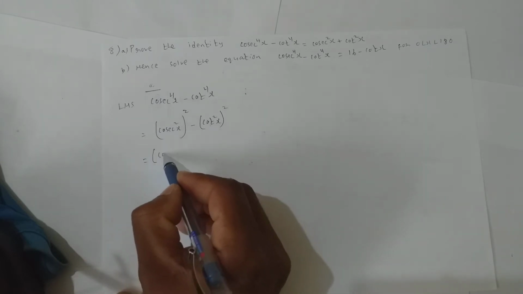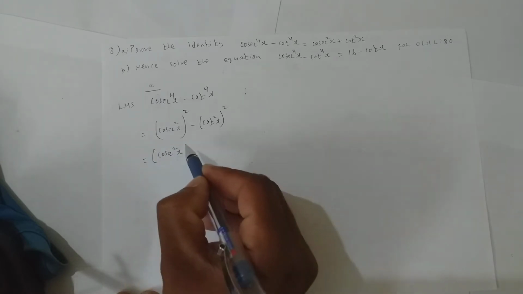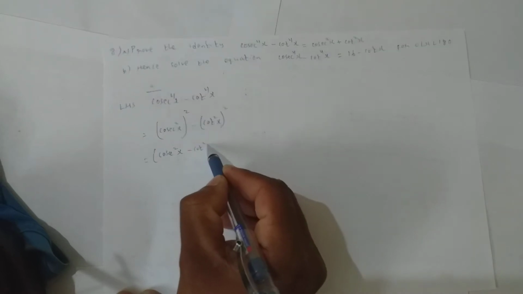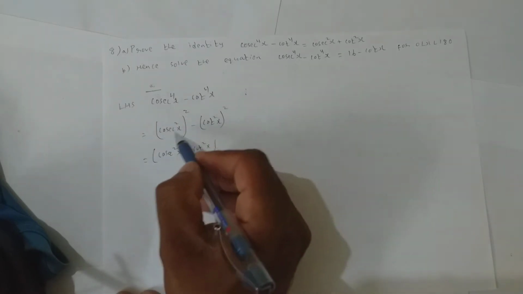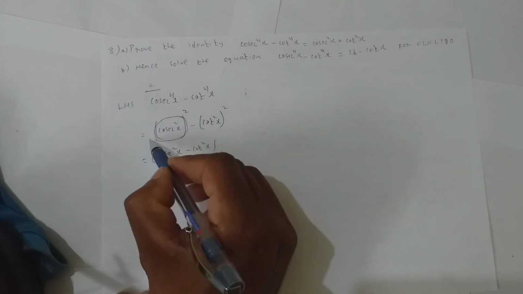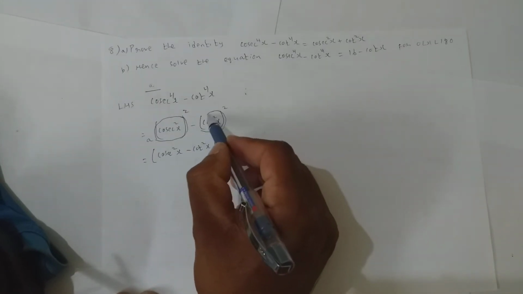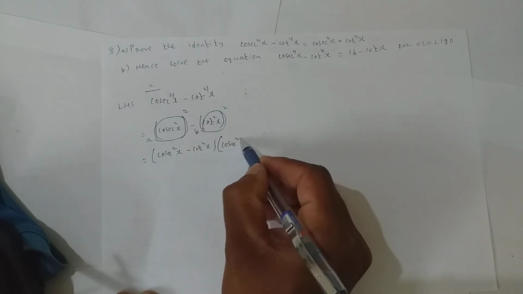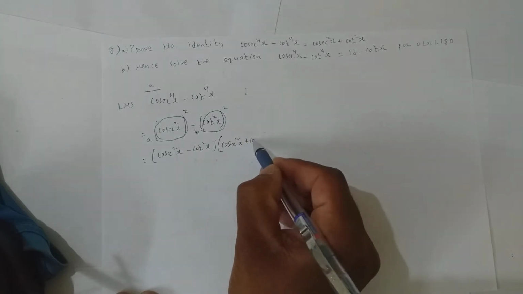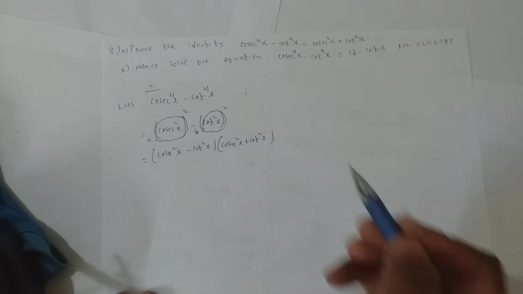So what is the formula? A square minus b square is a minus b into a plus b. This entire thing is a, this entire thing is b. So a minus b into a plus b: cosecant square x minus cot square x, into cosecant square x plus cot square x.